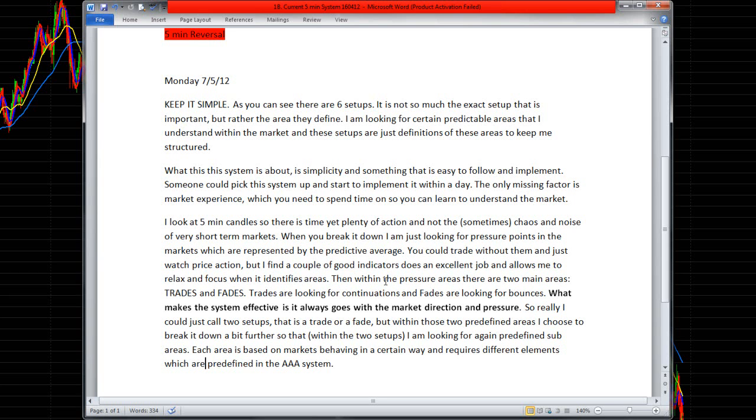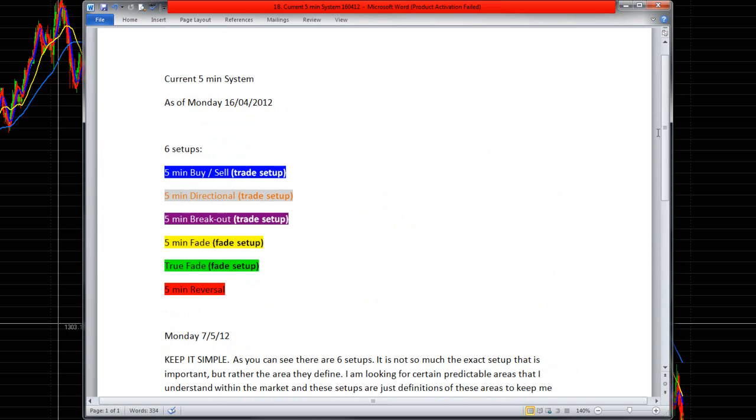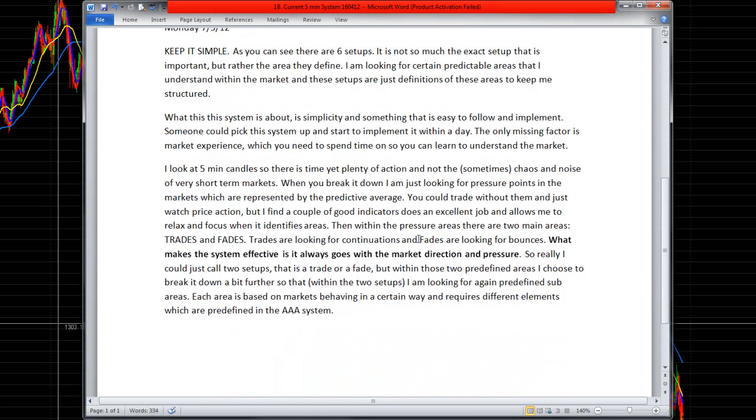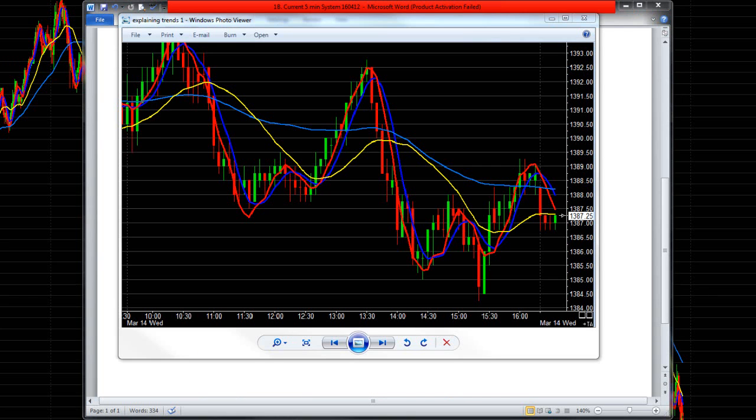Now within these pressure areas that are predefined for me by the predictive average, I find there's two main areas, and this is what I was talking about before. There's trade setups and fade setups. I've got 3 trade setups and 3 fade setups, and I'll take you through what I mean by that in a sec. With trades, I'm looking for a continuation, and with fades, I'm looking for a bounce. But what makes this system most effective is it always goes with market direction and market pressure. So let me show you what I mean.